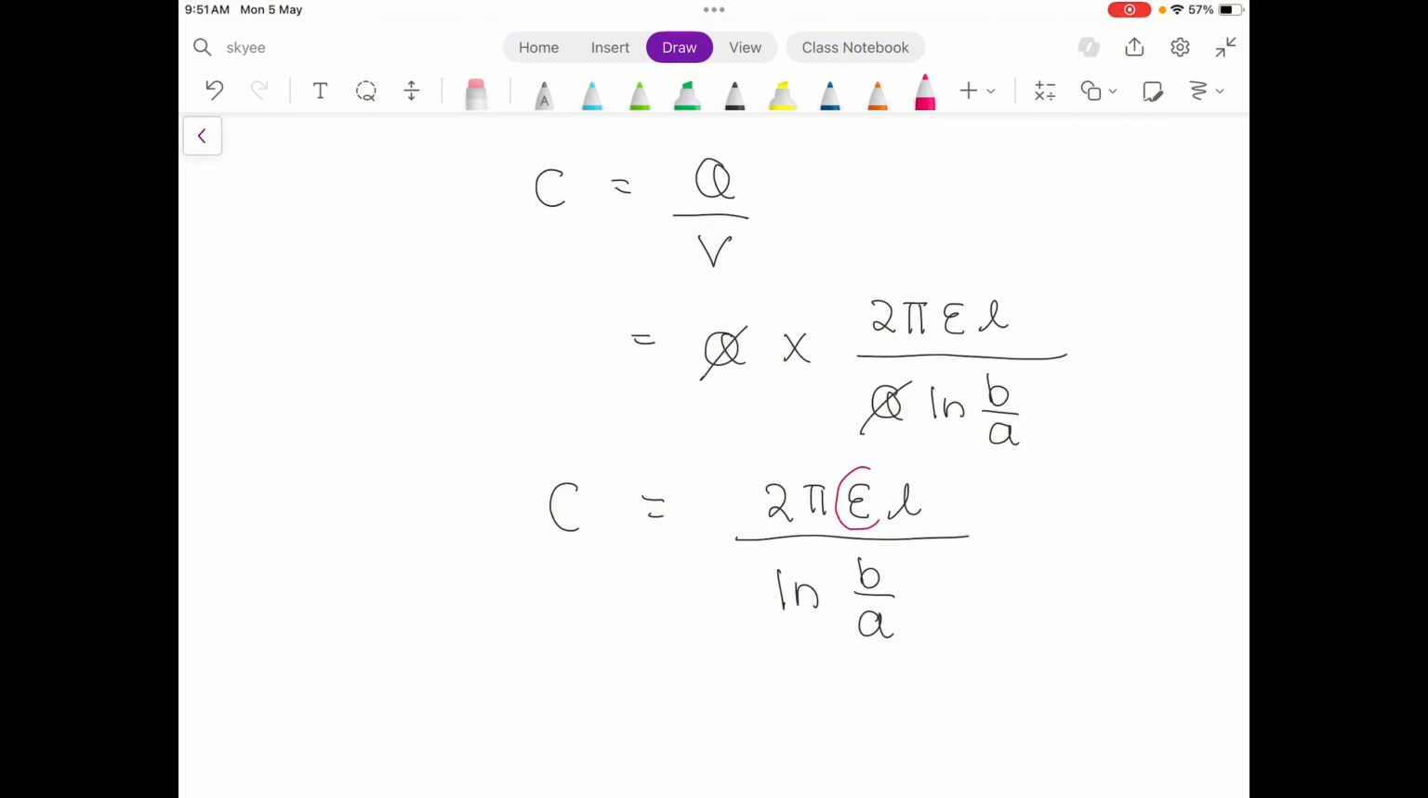So the epsilon represents the material in between the inner and outer conductor, and this one represents the length. In the PowerPoint it's not a lowercase l but a capital letter L, but both bring the same meaning, so it's the length of the coaxial capacitor, and B is the radius of the outer conductor, and A is the radius of the inner conductor. So this is the formula for a coaxial capacitor.